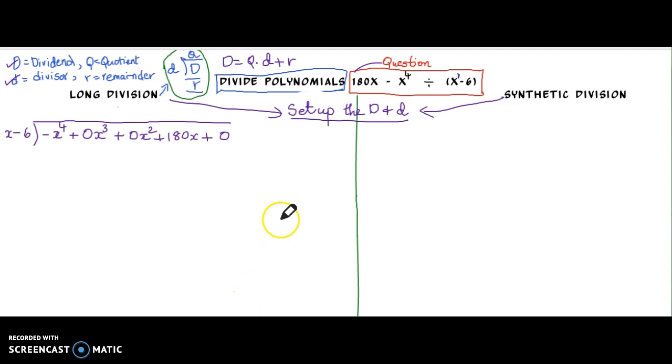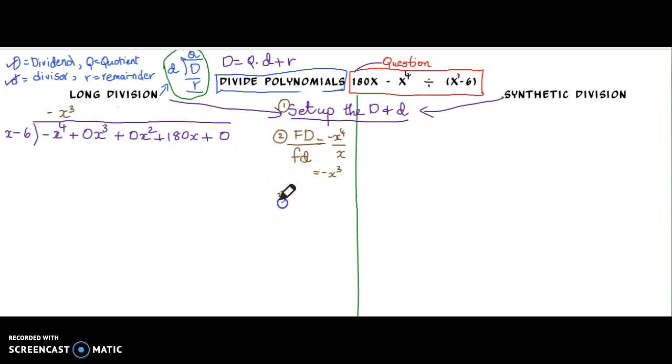Okay. Now the steps to divide. The first step is the same. I'm going to call this step number 1. This first step is the same for both of them. But the second step, what you have to do is, you divide the first term of the dividend, capital D, which is this, by the first term of the divisor, small d, which is this. So in this question, we have negative x to the 4th power divided by x, and the answer is negative x to the 3rd power. So that's going to be the first term of our quotient, negative x to the 3rd power.